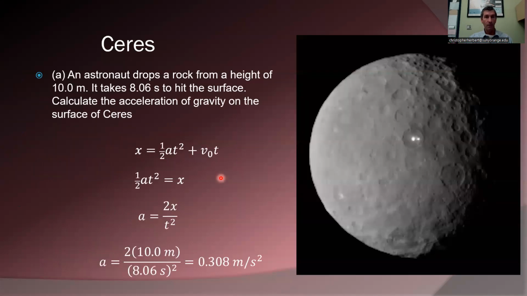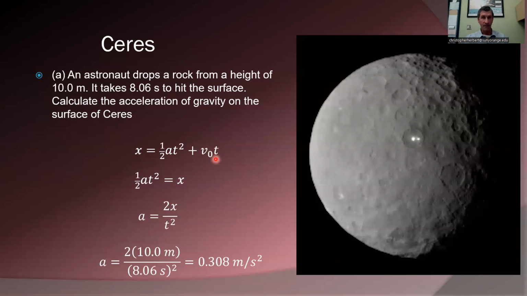Okay. First of all, an astronaut drops a rock from a height of 10 meters. It takes 8.06 seconds to hit the surface. Pretty long time. Certainly longer than it would take to reach the surface of our planet. Remember, we can measure the acceleration using the kinematic equations.